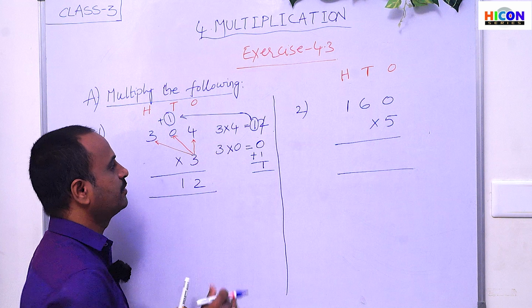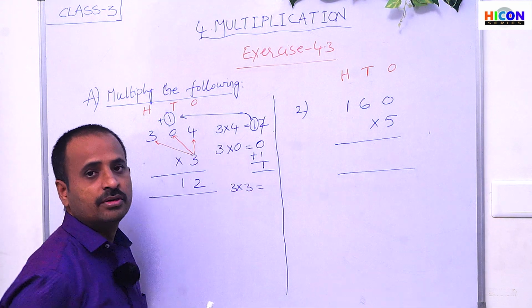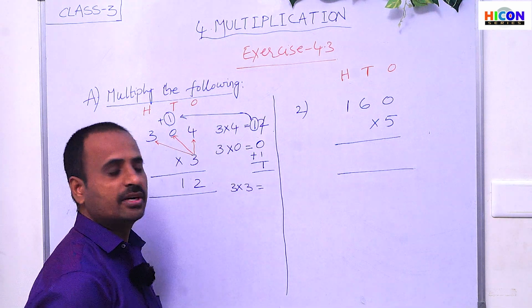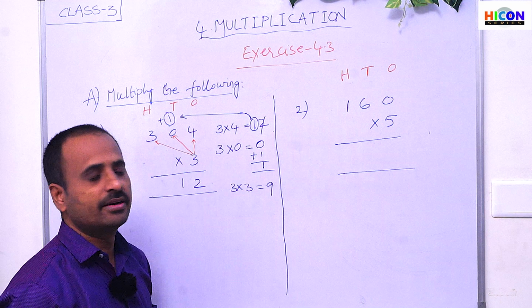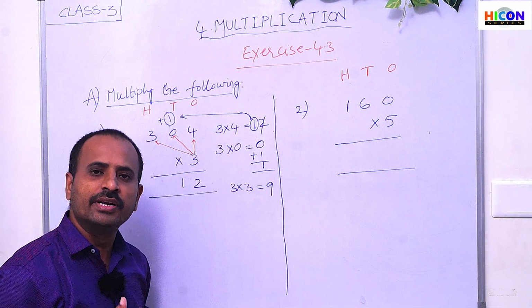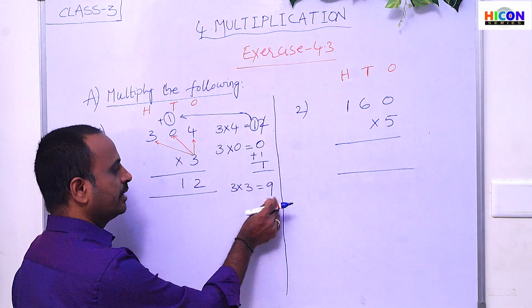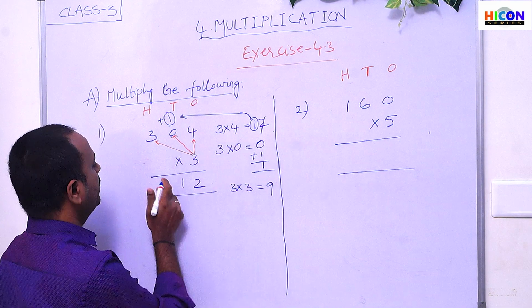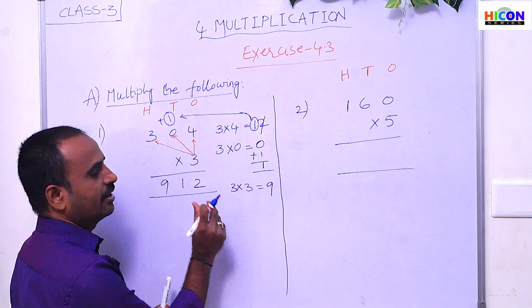Children, how much does it become? 3 into 3, that is 3 threes are 9. So there is no carried number here, so there is no need to add a number to this product. Simply write this 9 under the hundreds place. So the answer is 912.